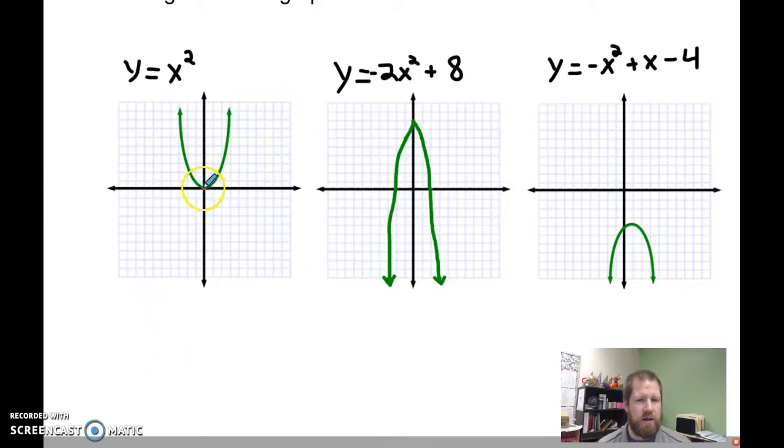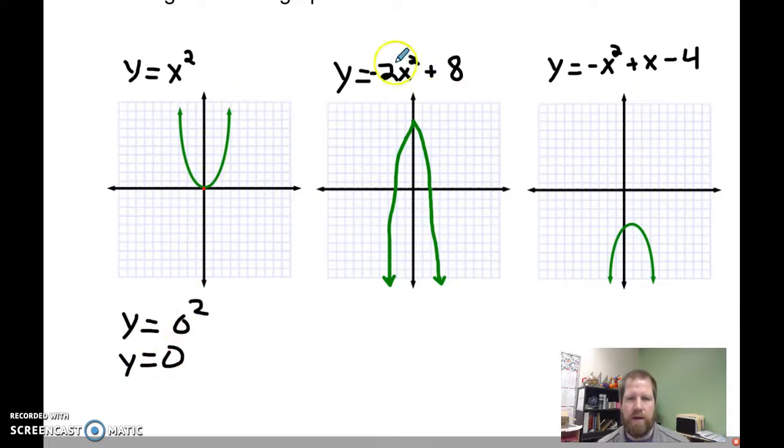So in this case, it looks like my axis of symmetry runs through 0. My vertex is 0. My zero is 0. So if I plug in 0 for x, y should be 0. And y equals 0 squared, y equals 0. Okay? And that's all you need to do to check.